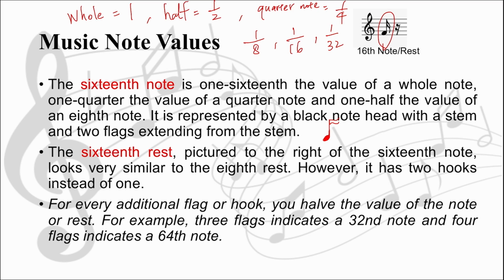For the 16th rest, it's the same. This is the eighth, so this will be the 16th. For every additional flag or hook, the hook being for the rest, you halve the value of the note or rest. For example, 3 flags indicates a 32nd note, and 4 flags indicates a 64th note.